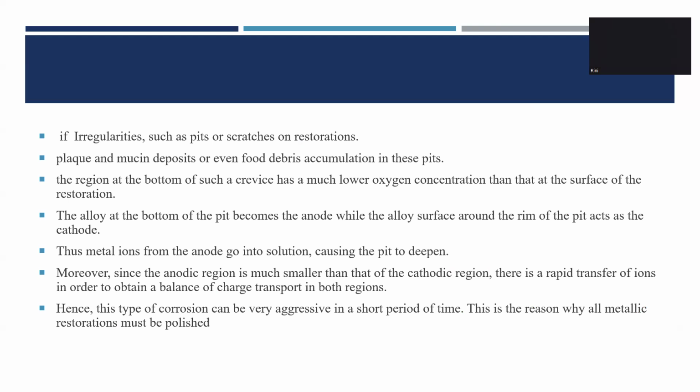Moreover, since the anodic region is much smaller than the cathodic region, there is a rapid transfer of ions in order to obtain a balance of charge transport in both regions. Hence, this type of corrosion can be very aggressive in a short period of time. This is the reason why all metallic restorations must be polished.